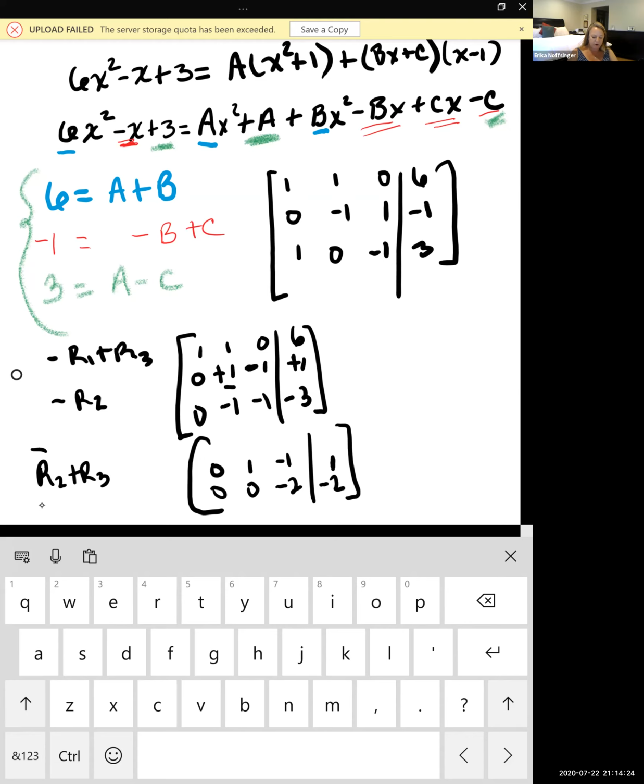So I'm looking at negative row 2 plus row 1. So that gives me 1. Negative 1 plus 1 is 0. Negative times negative 1 is positive 1. 1 plus 0 is 1. And then I'm doing negative of this. It's negative 1 plus 6 is 5. So if we multiply negative 1/2 times row 3, that would change this to 0, 0, 1, 1.